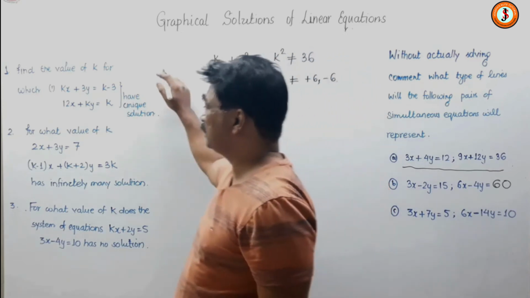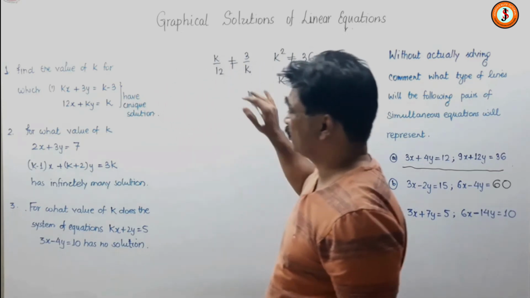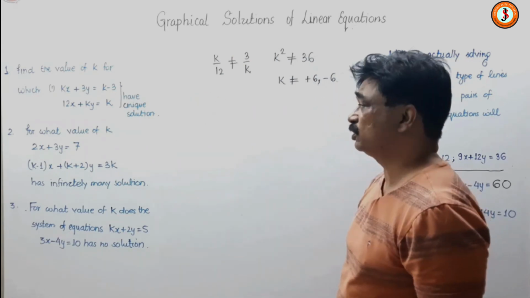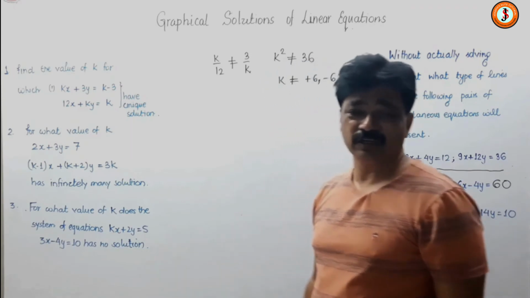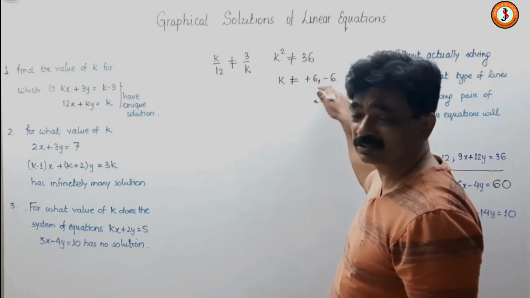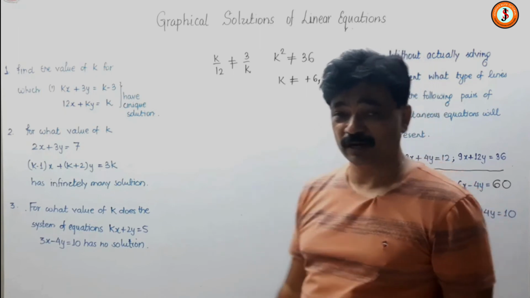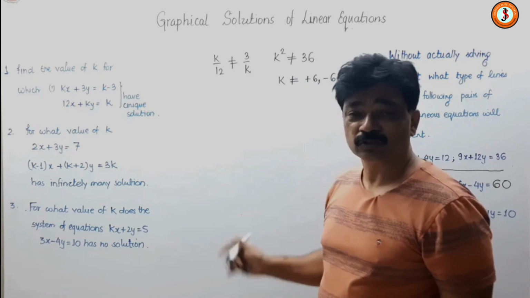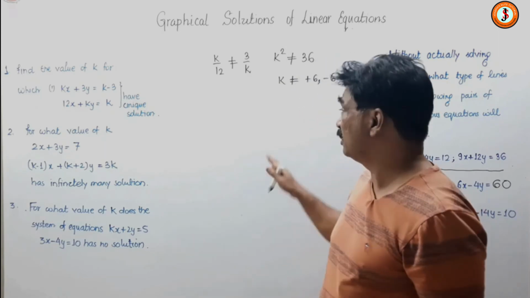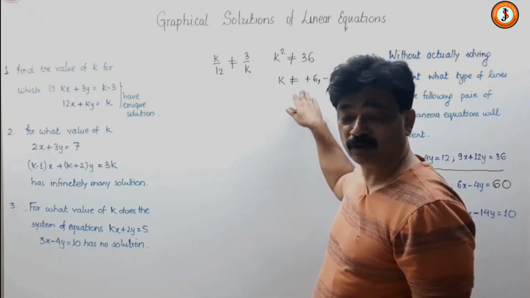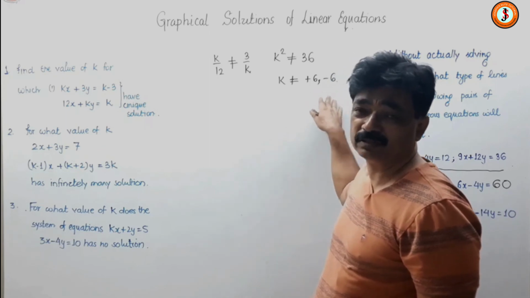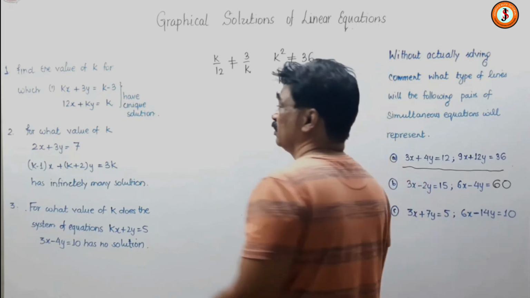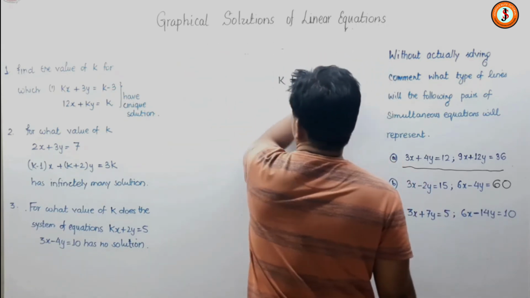That means this pair of equations will have a unique solution for all the real values of k except plus 6 and minus 6. Remember, that is what you have to write, that this equation will have a unique solution only when the value of k is not equal to plus 6 or minus 6. That means for all other real values it will represent intersecting lines and it will have a unique solution.